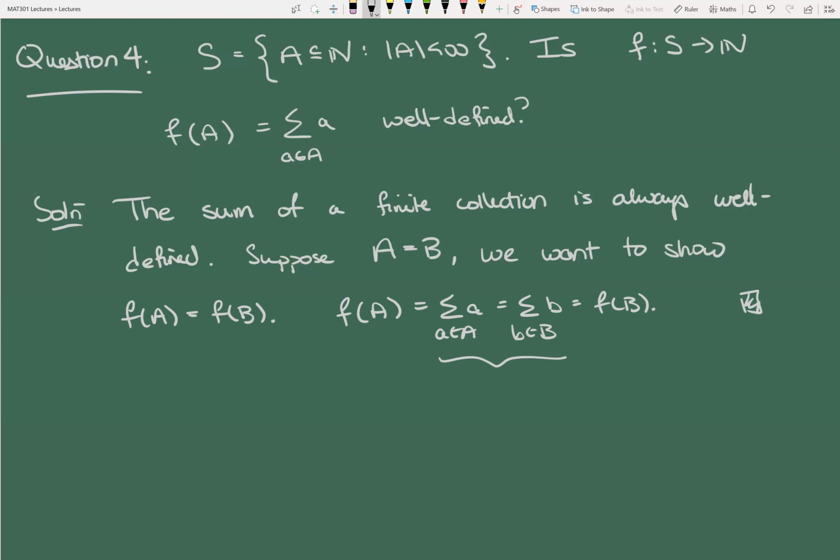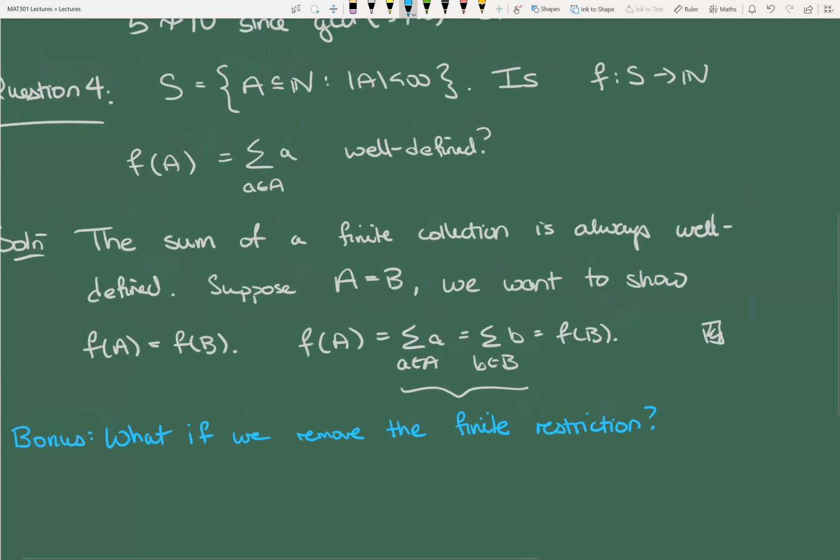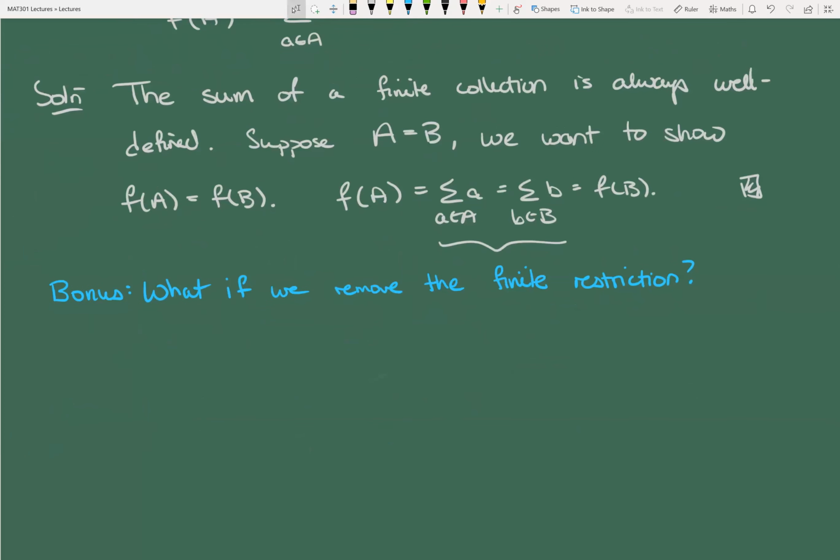Now, though, bonus question: is it true if A is not finite? So maybe like bonus. So what if we remove the finite restriction? So that's number one. Number two, what if I want to? That question is maybe easily answerable. I'm going to let you think about it.